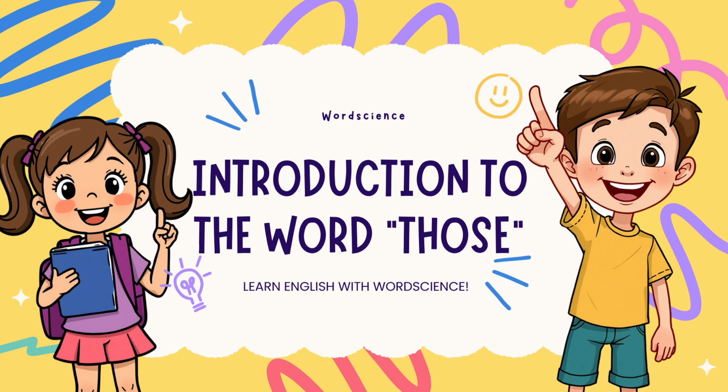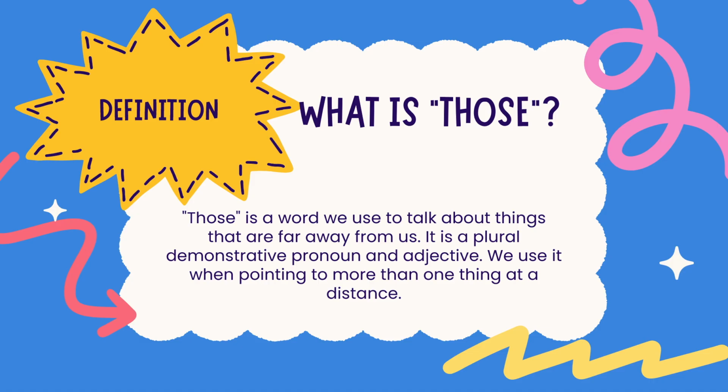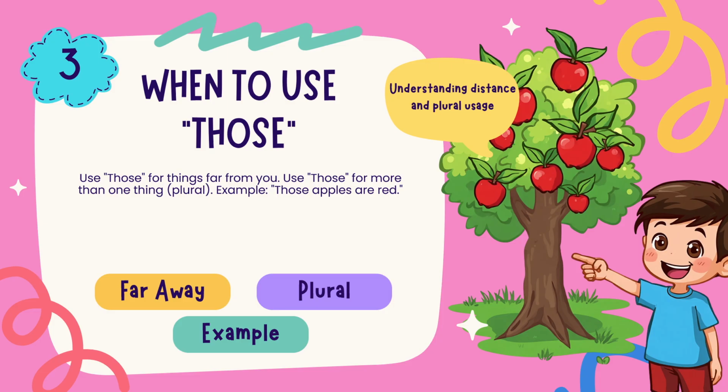By the end of this lesson, you'll know exactly when and how to use it. So, what is "those"? It's a word we use to talk about things that are far away from us. Those helps us point to multiple objects or people that are not close by. It's very useful. When do we use those? We use it for things far from us, and for more than one thing.